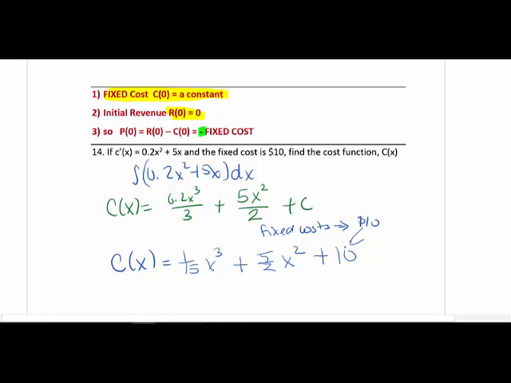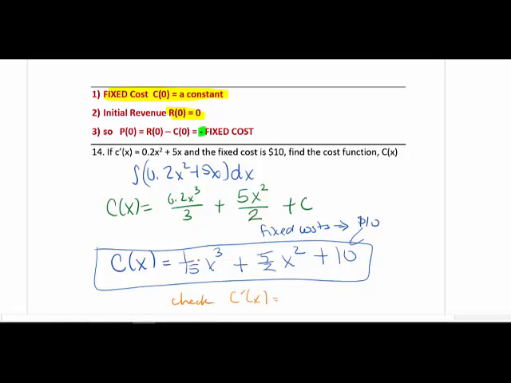The 10, again, is my fixed cost. That is my answer. If I wanted to check this, it's super easy to check. Take the derivative. Remember, you'd bring down the exponent. This would be 1/5 x squared. And I'd bring down my exponent, and that would give me a 5x, and the constant is gone. And if you plug that in your calculator, that does actually match.